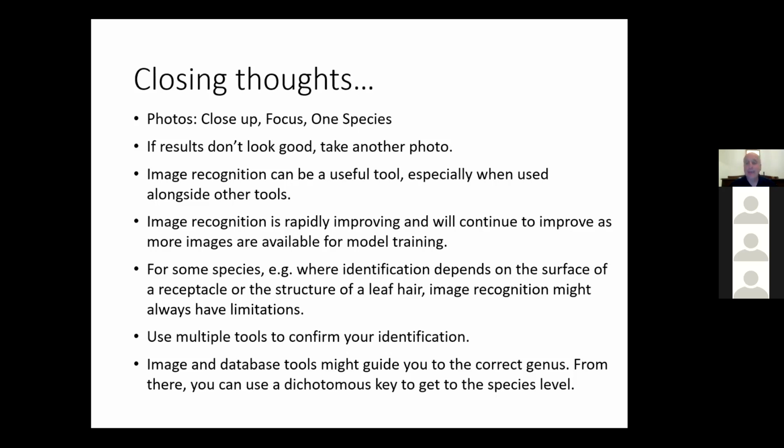It's going to continue to get better. And I think as it gets better, people are going to be using it more and more. As more and more data is there for training, the quality of the recognition is just going to get better and better. Like somebody asked, for some species where the identification depends on the surface of a receptacle or the structure of a leaf hair or something like that, it might never work just because you can't see that in an image. Use multiple tools, and also be aware that sometimes it can help you get to the genus, which can be very useful in itself to go on from there.